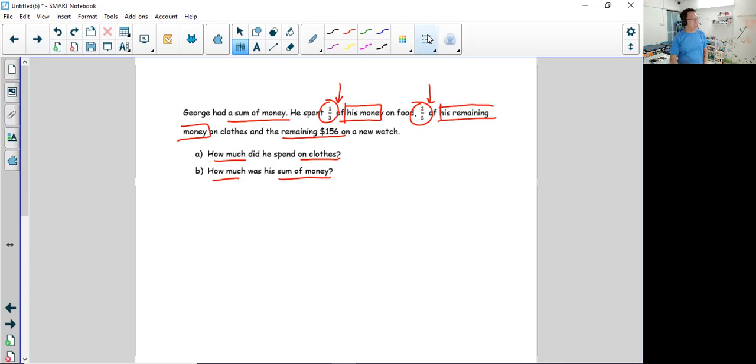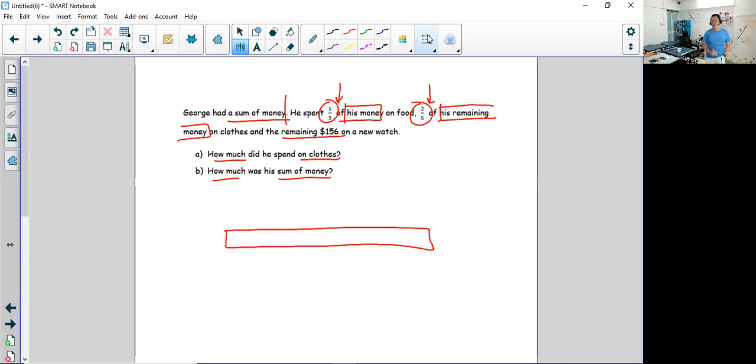So every time you see word problems with fractions, you just have to remember what they are talking about, and then use that to help you draw out the model. Okay, so can we draw the model? Yes, we can. George had a sum of money. If I don't know how to draw the first sentence, go to the next one. And 1/3 is talking about his money. So draw a rectangle, which is all his money, cut into 3 boxes. And he spent 1 box on food.